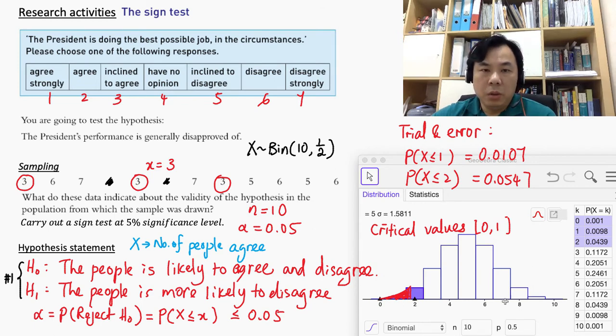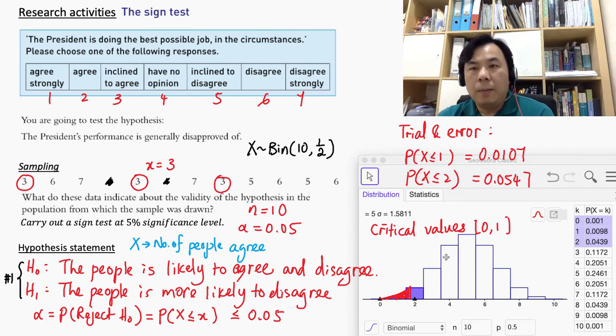Now before we can conclude, we will have to come back to our data observation. We're going to count how many sets of data actually agree with that statement. So here we found that there are 3 sets of data that agree with the statement, and then we are going to check whether these 3 sets of data agreeing with the statement actually fall in the rejection region. Now we know that in order to fall in the rejection region, the number of people who agree must be either 0 or 1, but there are 3 people that agree. So therefore, it falls outside of the rejection region.